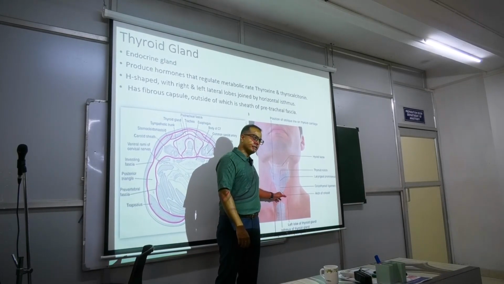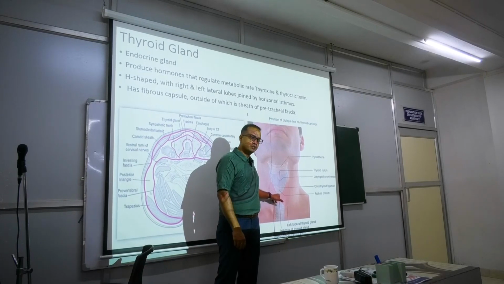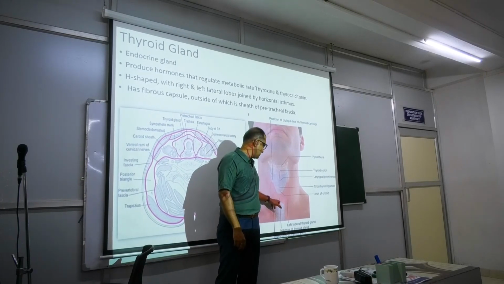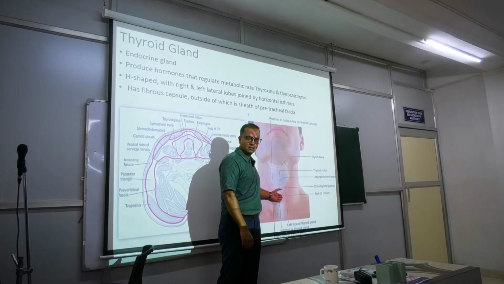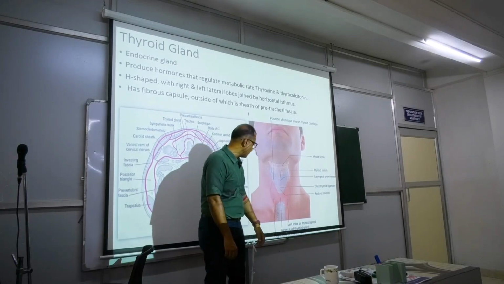The anterior border continues in the middle part, which we call the isthmus, and this is the superior border of the isthmus, and this is the inferior border of the isthmus. The isthmus also has two surfaces, external surface and internal surface. Likewise, this gland has them.